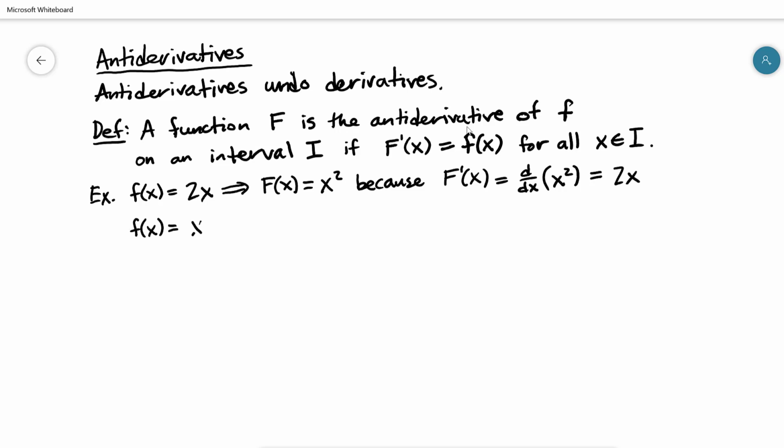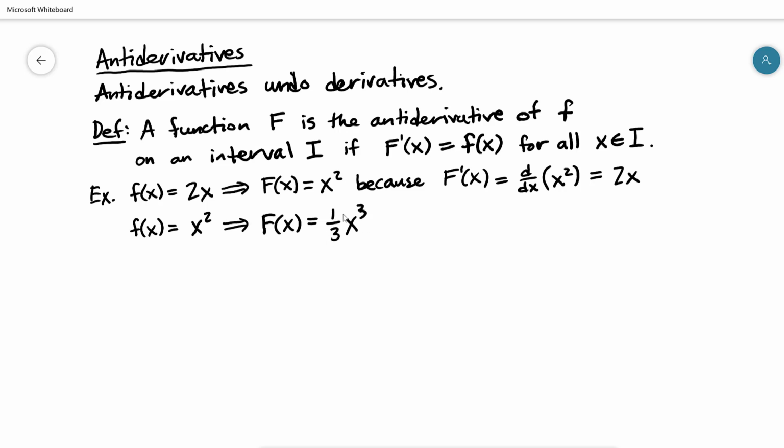Similarly, if I have f of x equals x squared, what is the function whose derivative is x squared? And in this case, it's going to be 1/3 x cubed. We know that when we take the derivative of a cubic function, it'll become a quadratic, but we also need to make sure that the coefficient sitting in front is correct. This 1/3 will account for that.